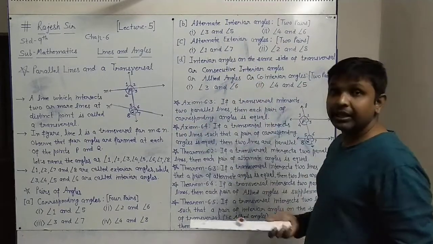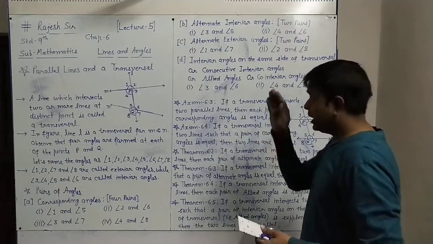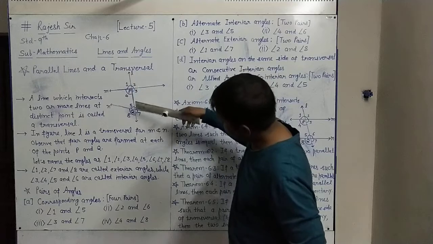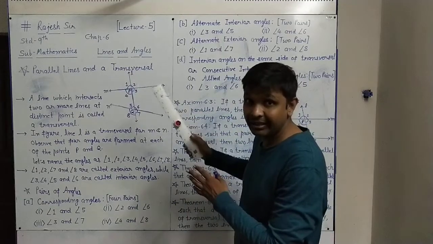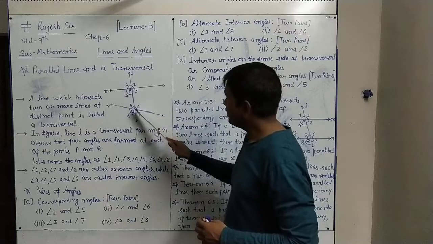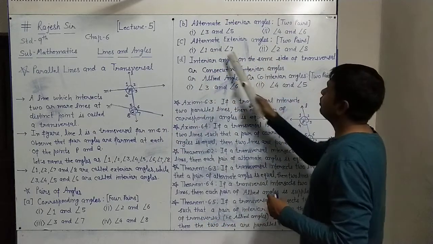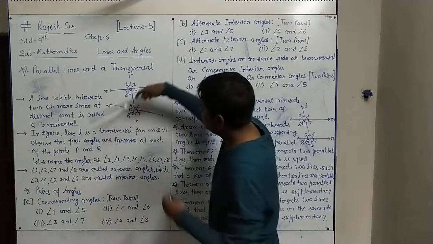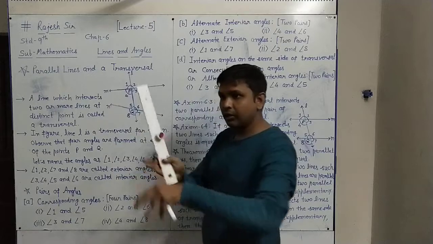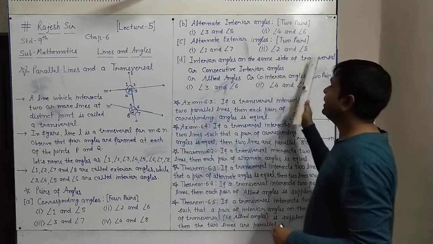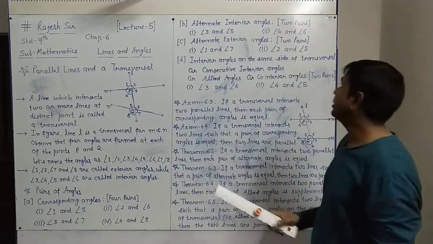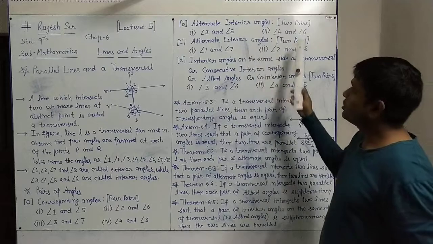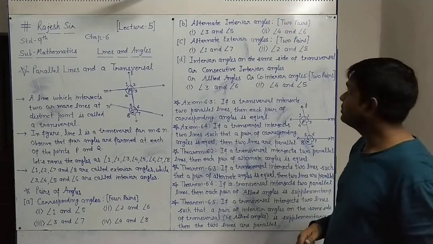And alternate exterior angles means outside; we have to see edge to edge, corner to corner. This side 1, so this side 7, outside angles, exterior therefore. So 1 and 7. So alternate exterior angles are 1 and 7 on this side, and here the exterior angles are 2 and 8, at the diagonal outside angles. Angle 2 and 8 are the second pair of alternate exterior angles. So this way we have 2 pairs of alternate exterior angles.